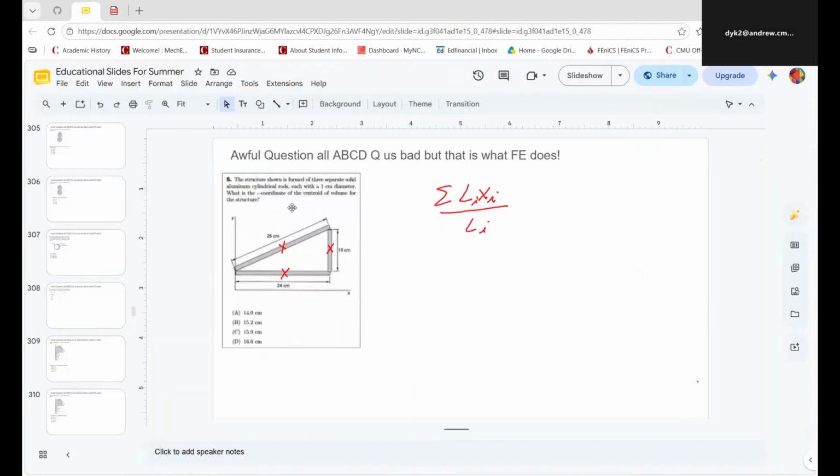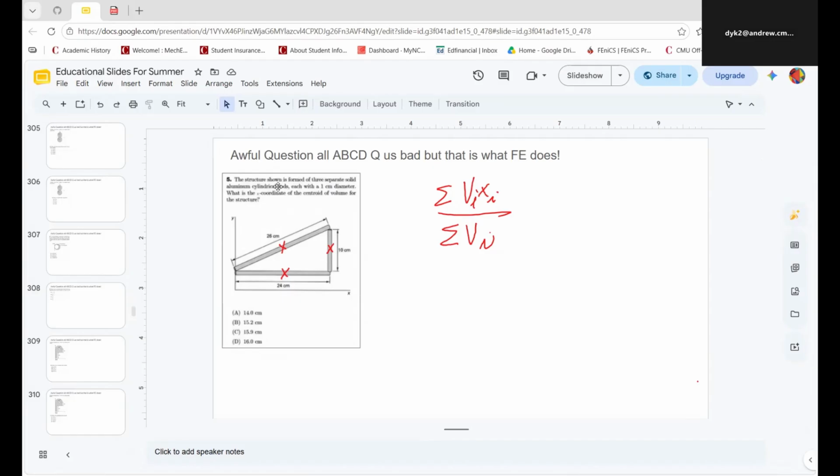Yeah. Let me read this one time. The structure is formed of three separate solid cylinders, 1 centimeter. So what is the x coordinate of the centroid of volume? Oh wait, we have to do the volume. Sorry, my apologies. That's not right. We're supposed to do the sum of Vi xi divided by the sum of Vi. So with that said, volume of a solid cylinder, or is it just a solid cylinder? Okay, so it's not hollow, there's no thickness, so thank God.